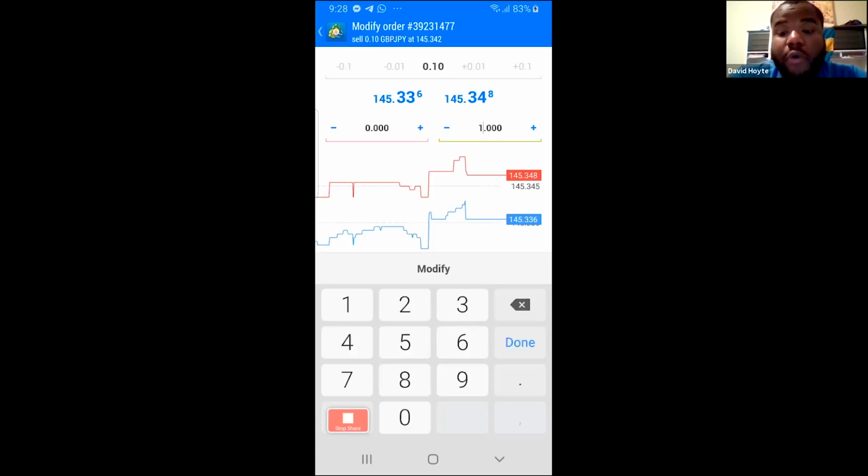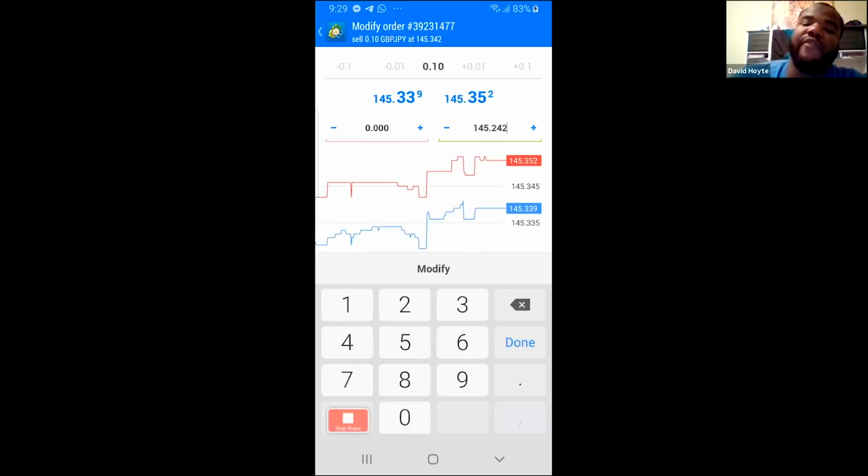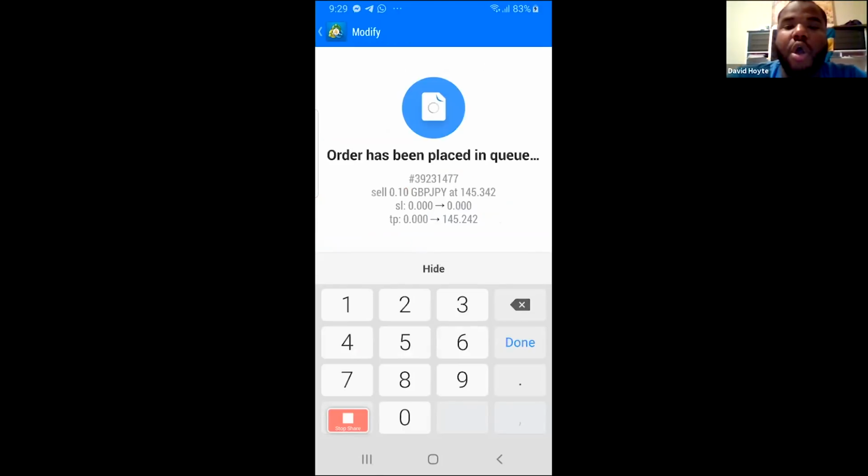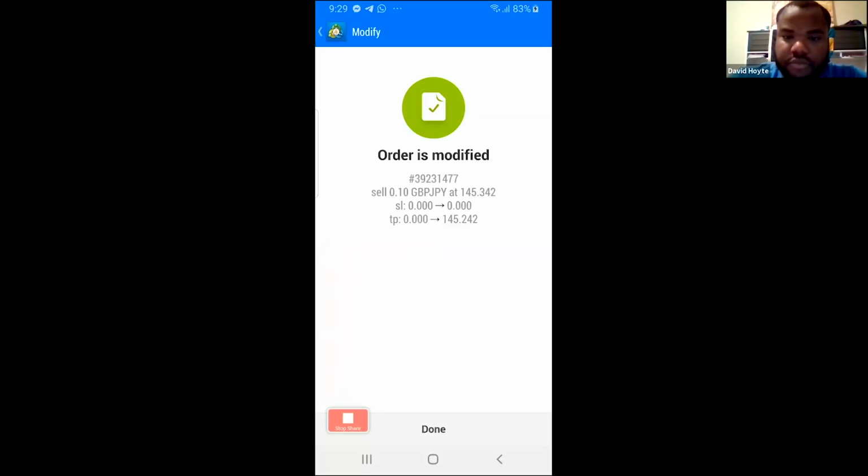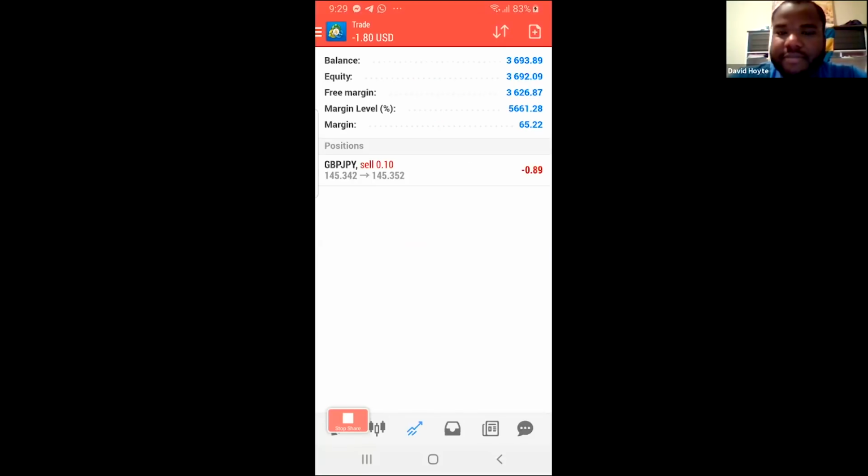145.342. You guys know as quick as that, it changed. So she's in a sell. So she's going to subtract 10 pips from 34. She's going to disregard the 2, which is the last digit. So 34 minus 10 is 24. So she plugged in a take profit, which is 145.242. Hello, Bahamas.